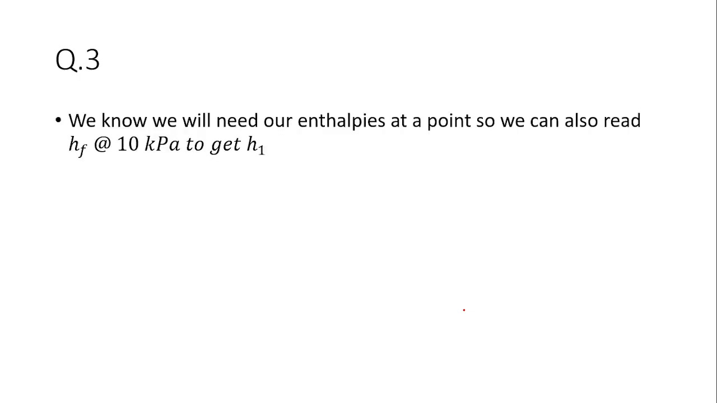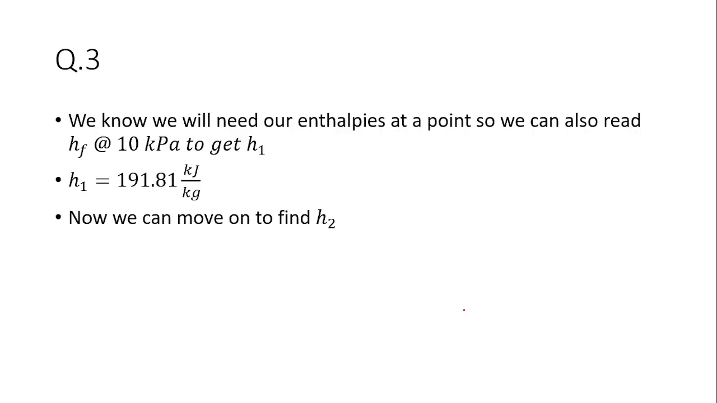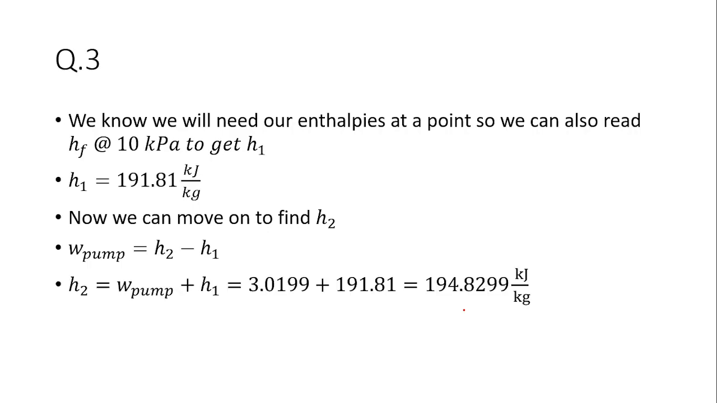Now we need to get our enthalpies at a point, so we also need to read HF at that point. From the same steam table, we can read HF at 10 kilopascal, and we'll get 191.8 kilojoule per kilogram, and we can move on to find H2. We know H2 is the work of the pump plus H1. So I know the work of my pump, I know my H1, I can find my H2.